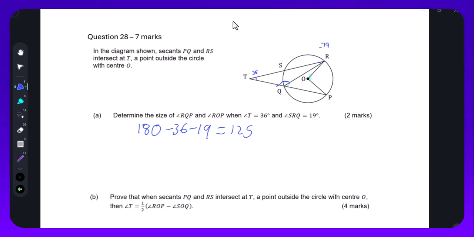Obviously, to then get the angle that we need, it's a straight line. So it's going to be 180 take 125 equals 55 degrees. You could also have figured that out by saying that angle is the sum of the other two. Okay, so that will be the solution for angle RQP.